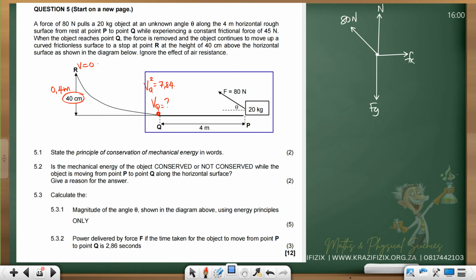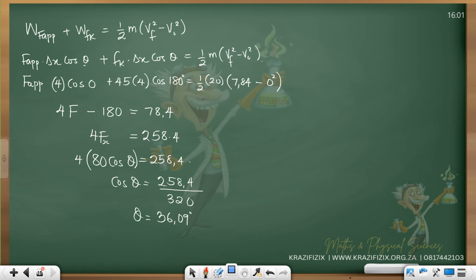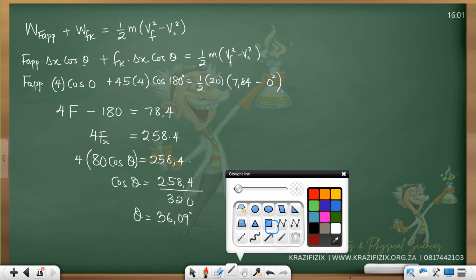You did something wrong. What's the next one? Power delivered by the force F if the time taken for the object to move from point P to Q. Okay, what are we looking for? We're looking for power. Let's make a list of the things that we have. They said power delivered by what? F. If it takes 2,86 to move from what? P to Q. Okay, we are looking for power. Let's make a list quickly. This one shouldn't take us time.